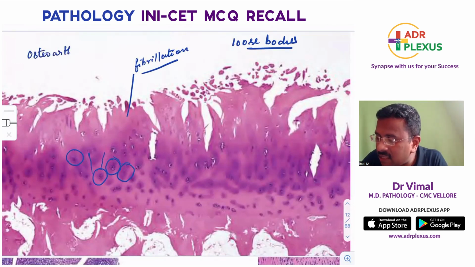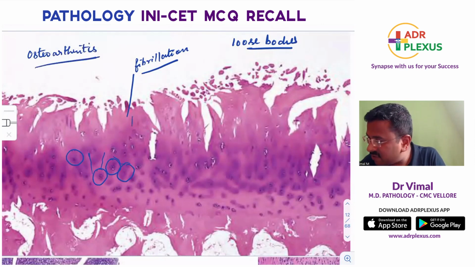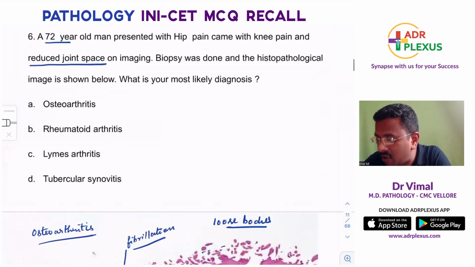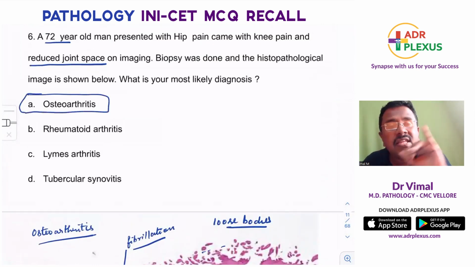So if the image given to you is similar to this, of the articular joint surface with fibrillation and some kind of loose bodies, you would have thought of osteoarthritis. But quite some of you were confused with rheumatoid arthritis. If it is a histopathological image, the first option, based on the history of a 72 year old with reduced joint space in the hip joint, we have to go for a diagnosis of osteoarthritis only.